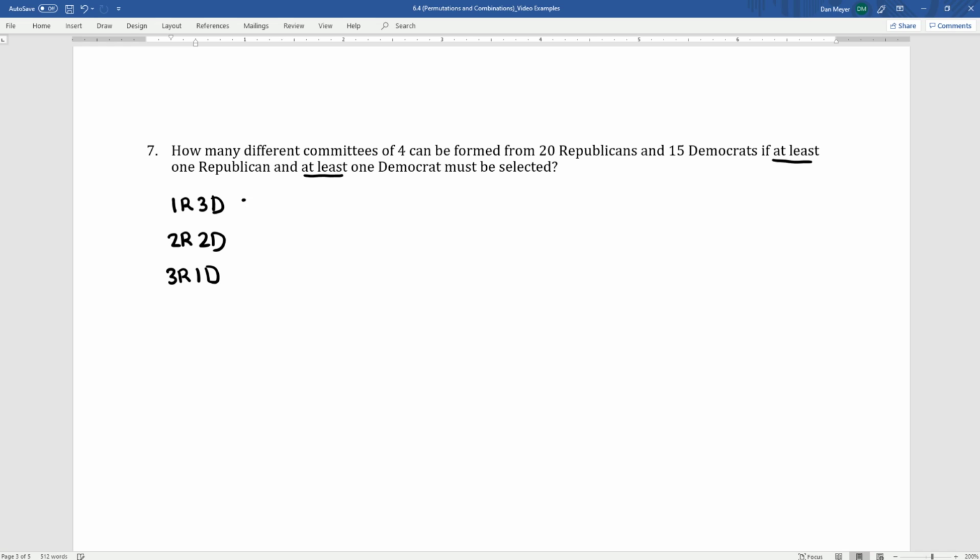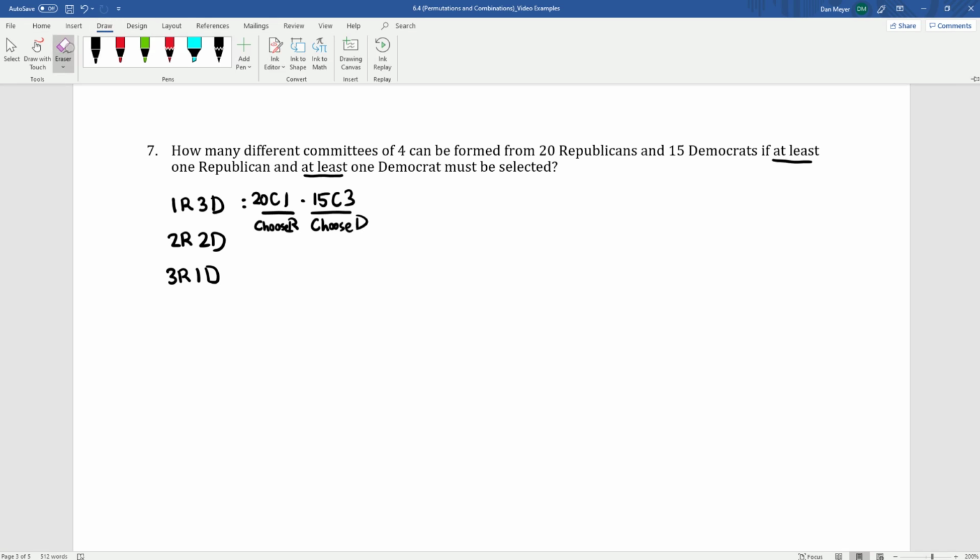If I want to pick Republicans and Democrats, I can use the multiplication principle, where I choose my Republicans and then choose my Democrats. Break it down into 2 stages. For the Republicans, there's 20 Republicans to choose from, and I need to pick 1 of them. For the Democrats, there are 15 Democrats to choose from, and I have to pick 3 of them. Let's give myself a little bit more space for the other cases.